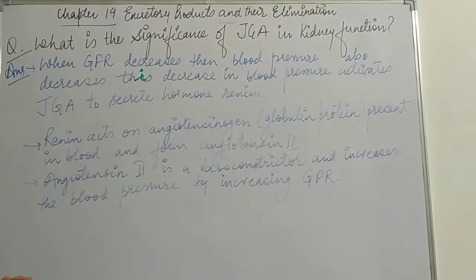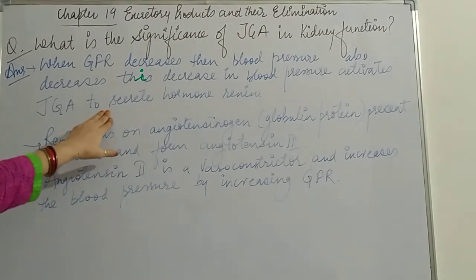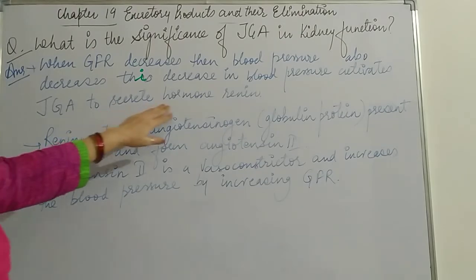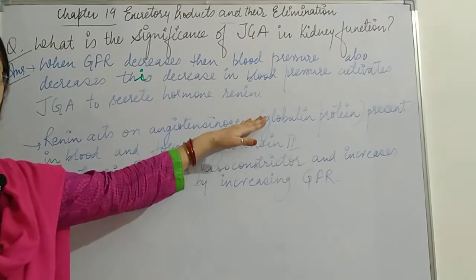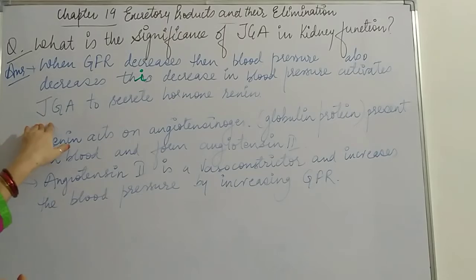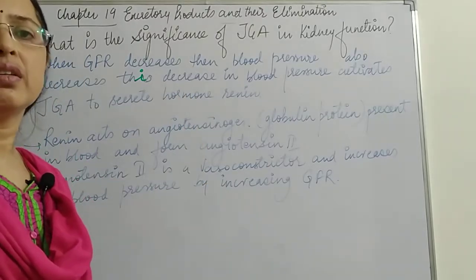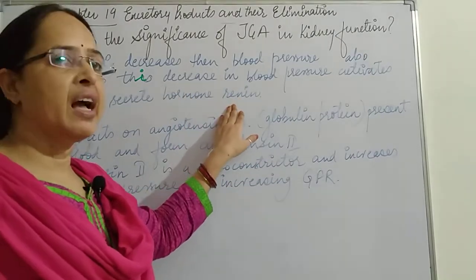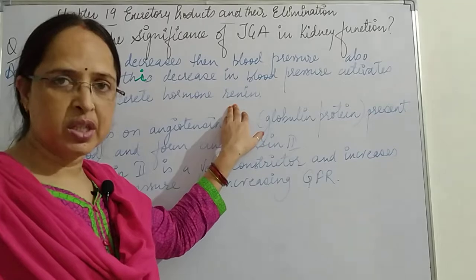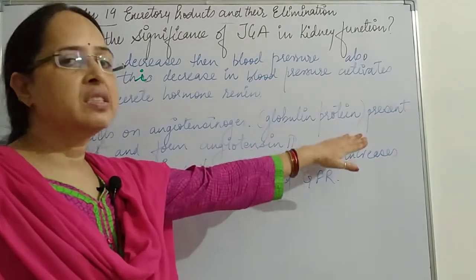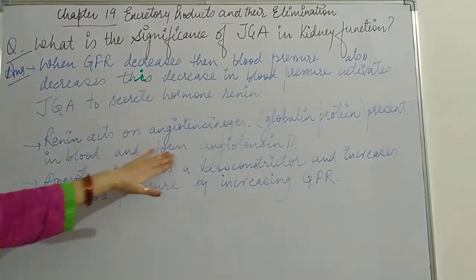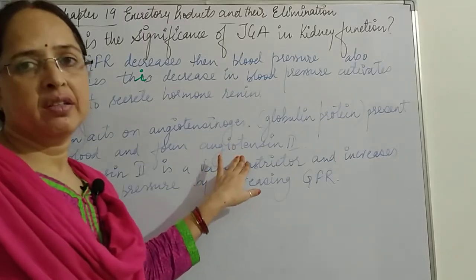This decrease in blood pressure activates the juxtaglomerular apparatus to secrete the hormone renin. That means renin is secreted from the juxtaglomerular apparatus present in the kidney. Now further, you know what the role of renin is. We have just discussed this in the previous question: renin acts on angiotensinogen, the globulin protein present in the blood.